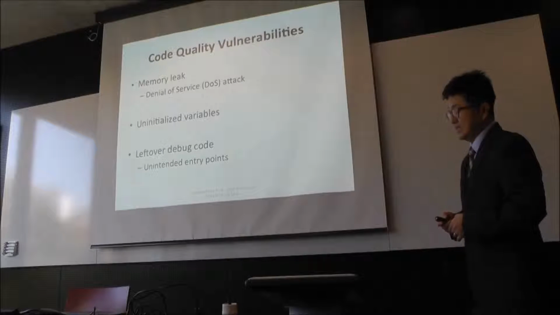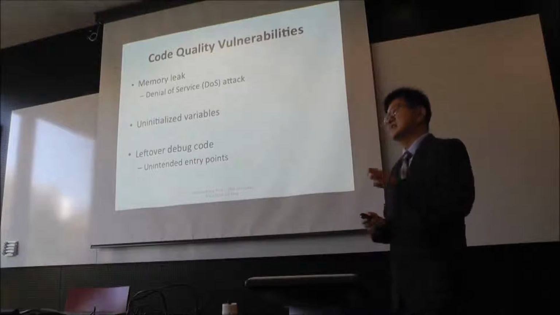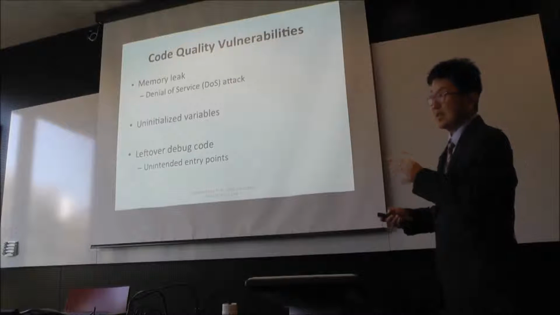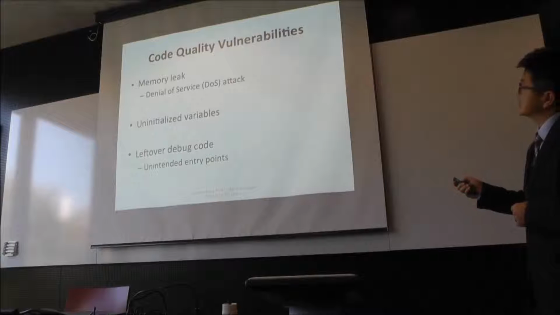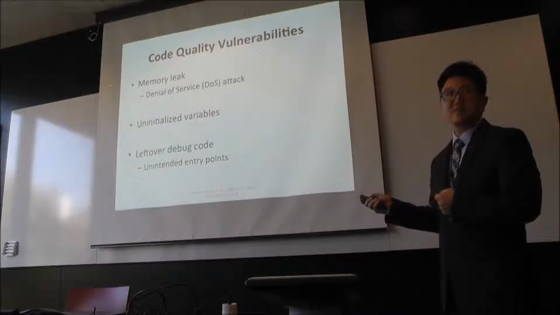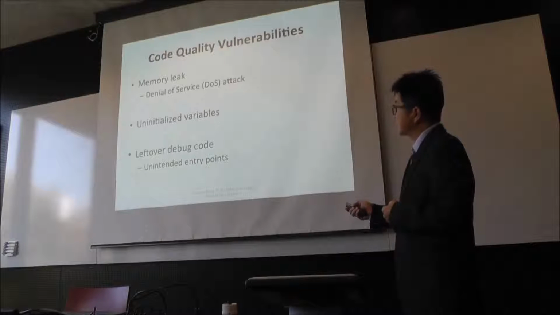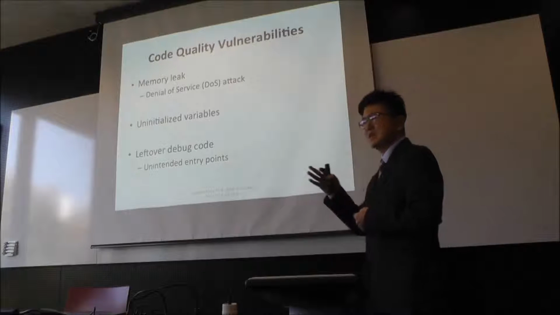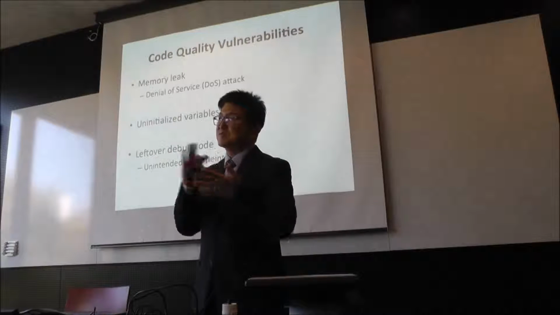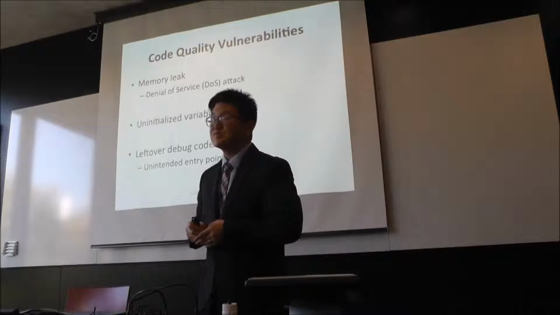But we can look at the vulnerabilities, I mean these missing patterns associated with these vulnerabilities, one at a time. So code quality vulnerabilities, for example, include things like memory leak, which is vulnerable to something like denial of service attacks. Another one was uninitialized variables, and leftover debug code, meaning sometimes software developers try to test their code and write some code to try things out here and there and forget to remove that, right?